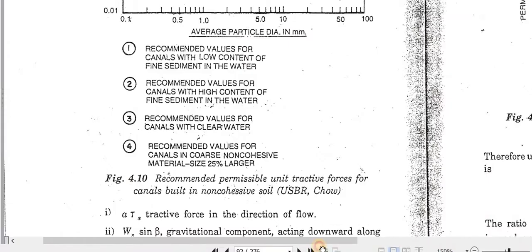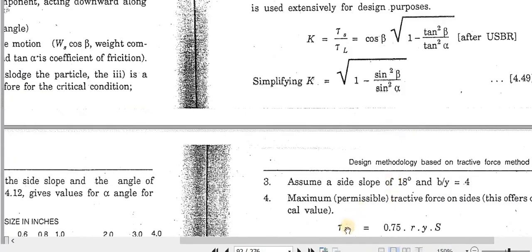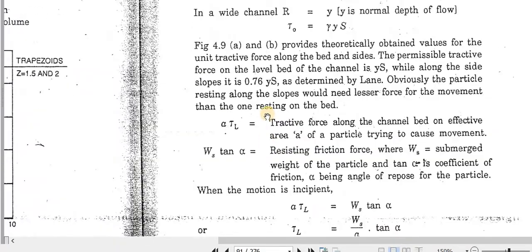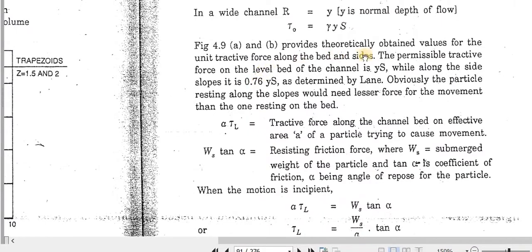Here it is written in the book, on page number 163, that the permissible tractive force on the level bed of the channel is gamma YS, while along the side it is 0.76. So 25% less force is on the sides, and the unit shear stress is the unit tractive force gamma YS.